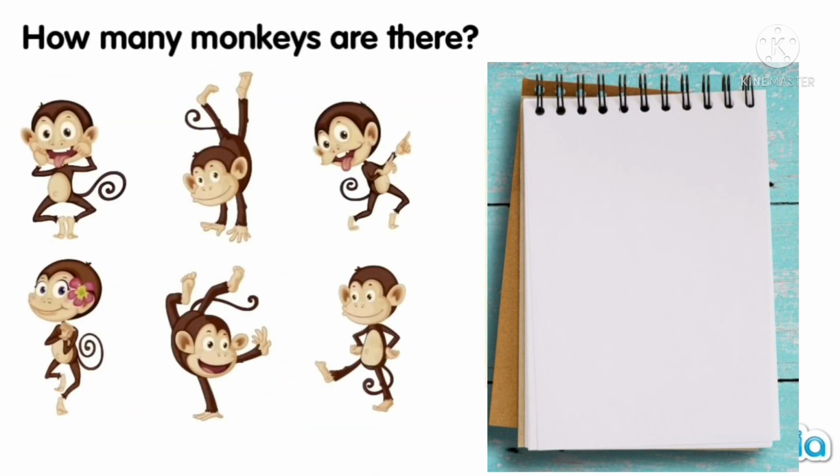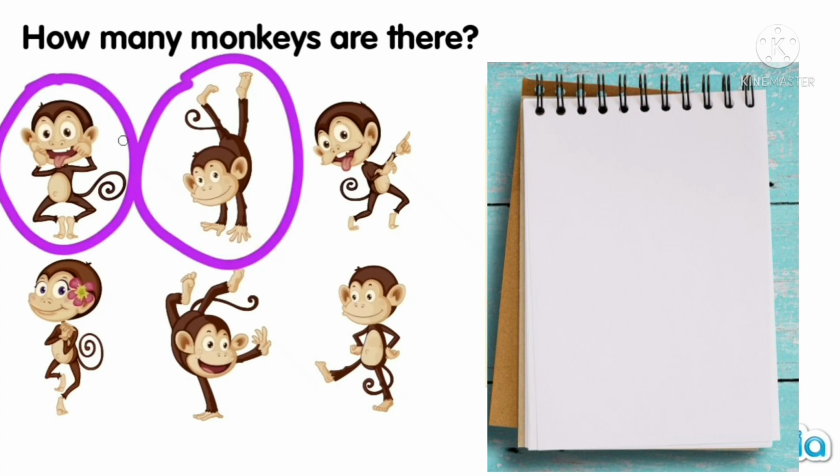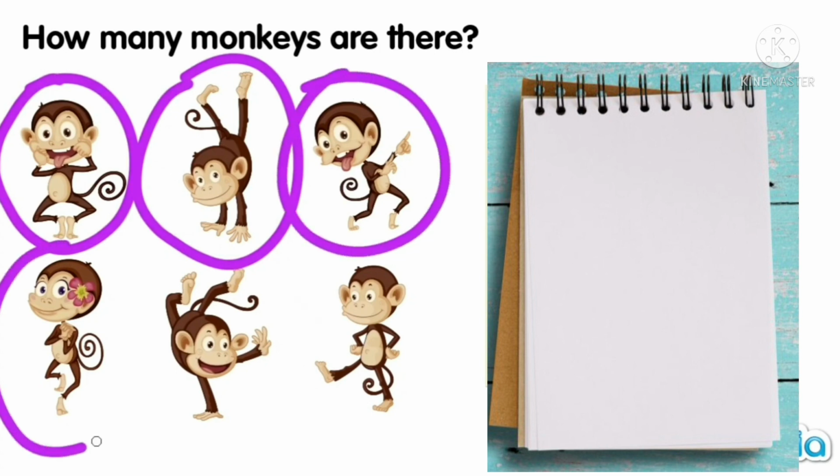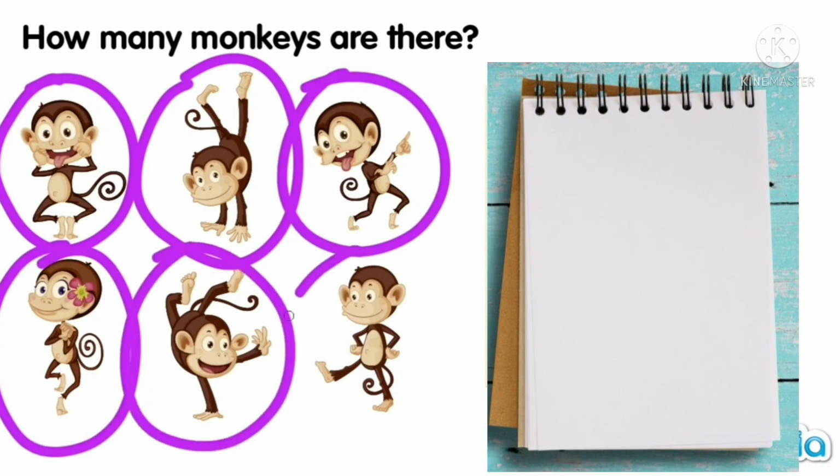How many monkeys are there? One, two, three, four, five, six. There are six monkeys. Six.